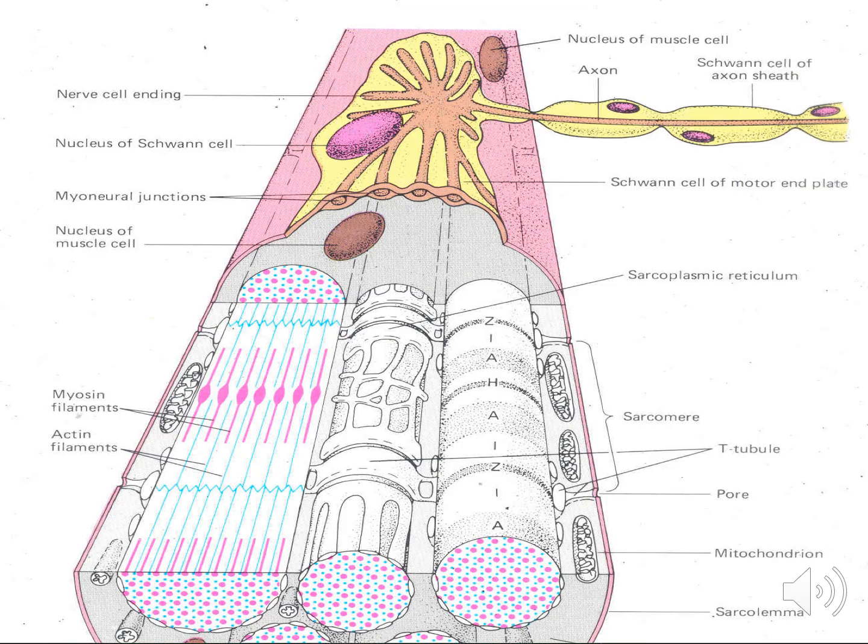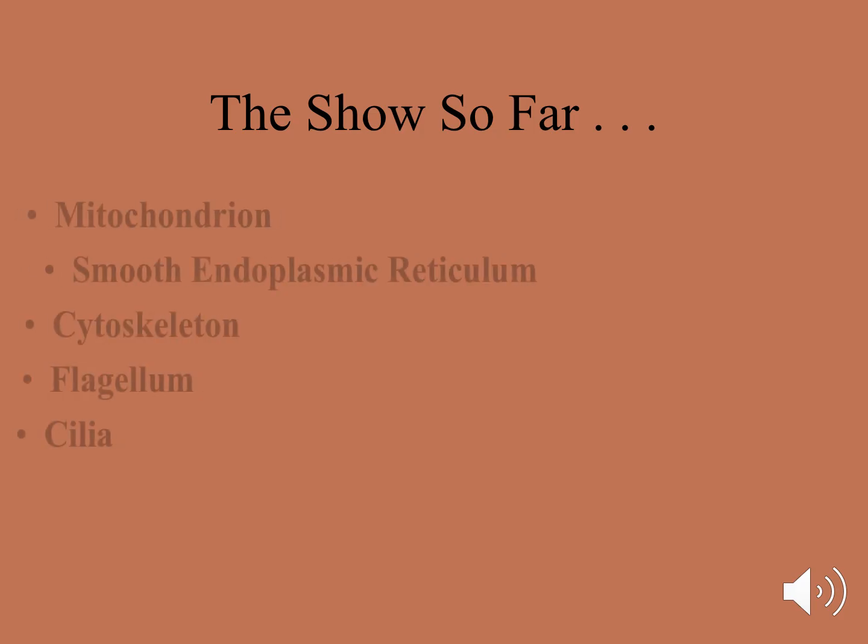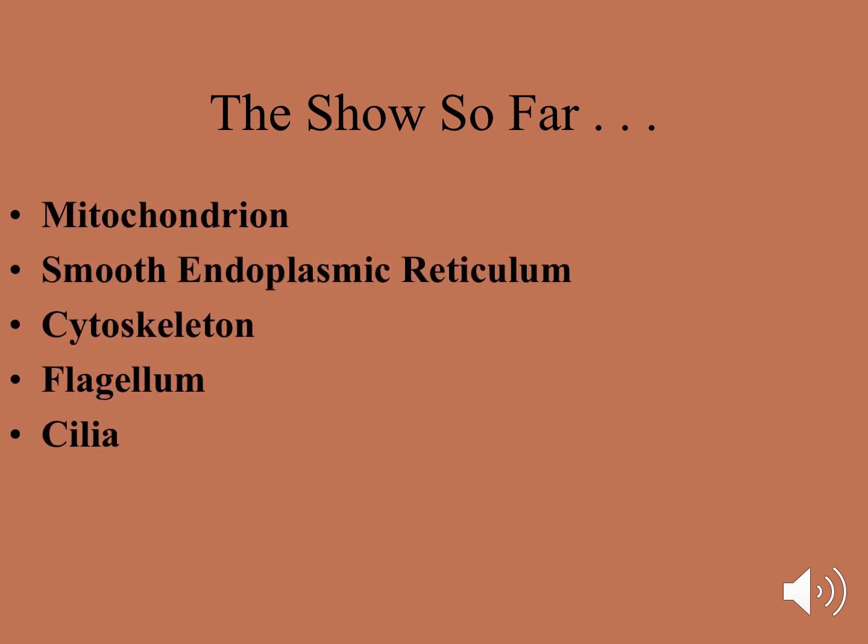So essentially, the cytoskeleton allows cells to move about by means of cilia and flagella. It also allows muscle cells to contract, which allows the entire organism, the entire animal, to move about. So the cytoskeleton does a lot of things. So the show so far, we've seen the mitochondrion, the smooth endoplasmic reticulum, cytoskeleton, flagellum, cilia, and so forth. Again, you want to know what these things are made out of, what they do, what their function is, and so forth.